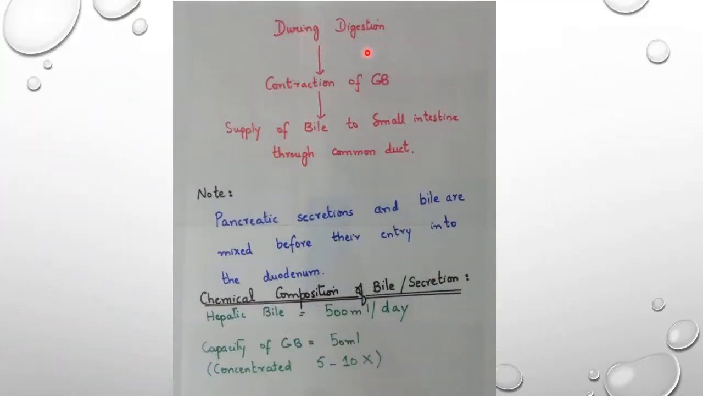During the active digestion process, there is contraction of the gallbladder, that ultimately leads to supply of bile into the small intestine via the common duct. Secretions from the pancreas and bile get mixed before they are poured into the duodenum. Chemical composition of bile. The capacity of the liver to produce bile per day is 500 ml, while the gallbladder produces 50 ml of bile. And the bile that arises from the gallbladder is 5 to 10 times more concentrated than the liver bile.